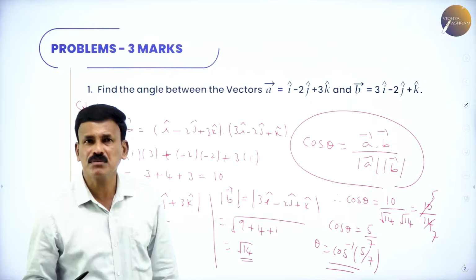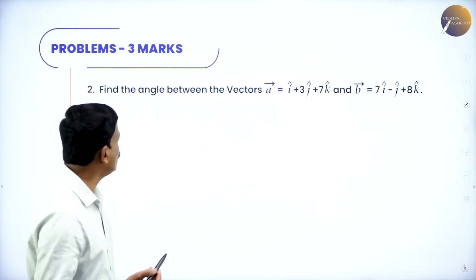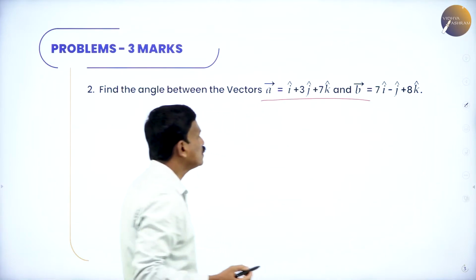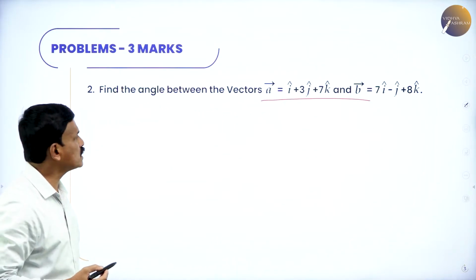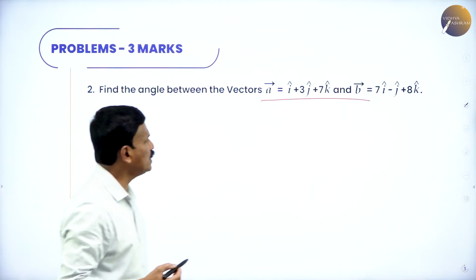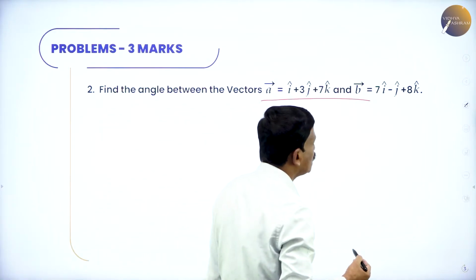Okay? Right. Let us come to the next problem. Similar type problem. Find the angle between the vectors. Same type problem. The angle between the vectors A equal to i cap plus 3j cap plus 7k cap and vector B is equal to 7i cap minus j cap plus 8k cap.